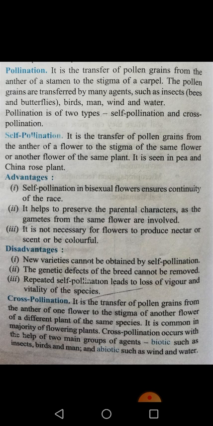Students, there are two types of pollination which can occur in flowering plants. The first kind is self pollination, and the other kind is called cross pollination. Initially we are talking about self pollination. So what is self pollination? It is the transfer of pollen grains from the anther of the flower to the stigma of the same flower or another flower of the same plant. In the higher classes it is differentiated once again, but I am not going to explain that right now.